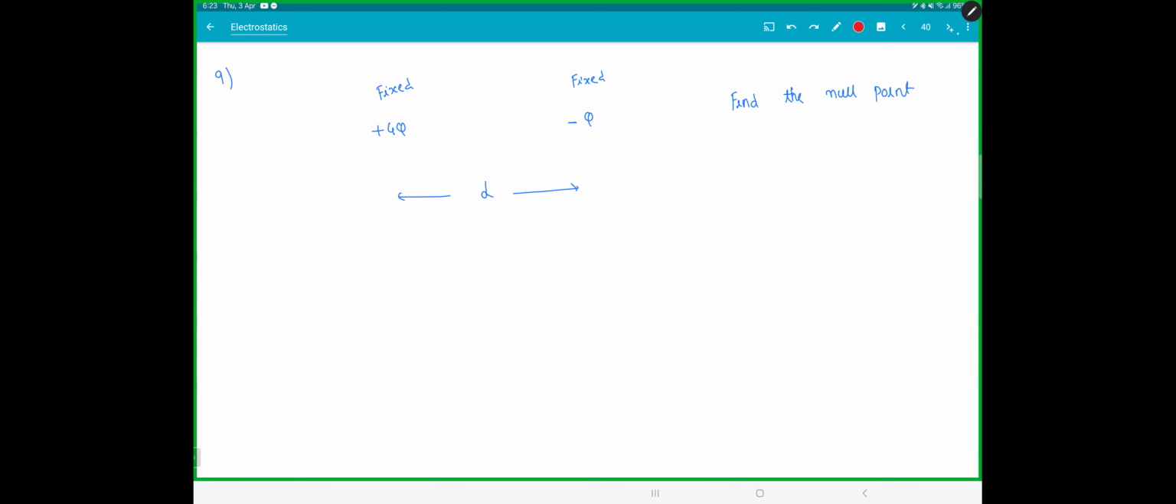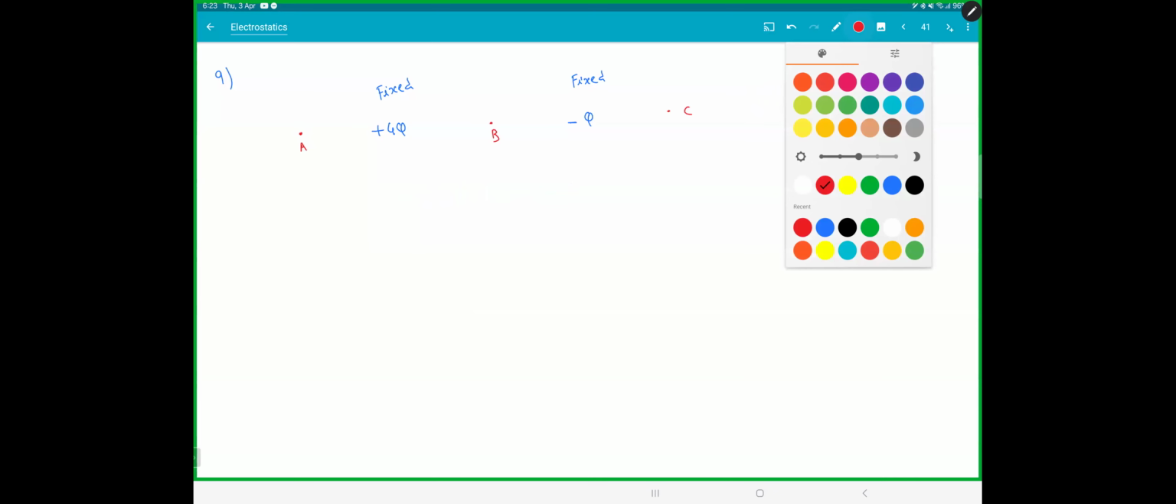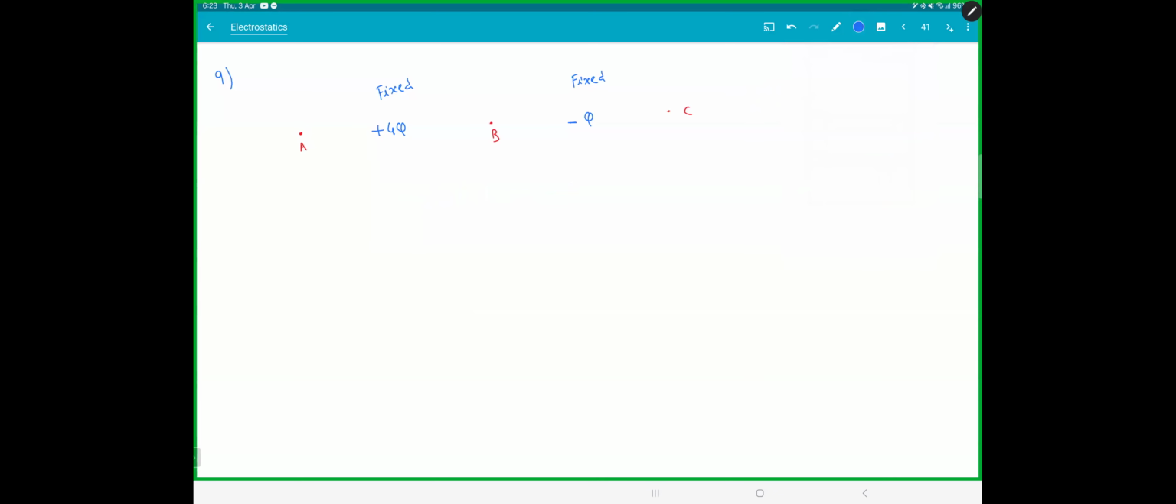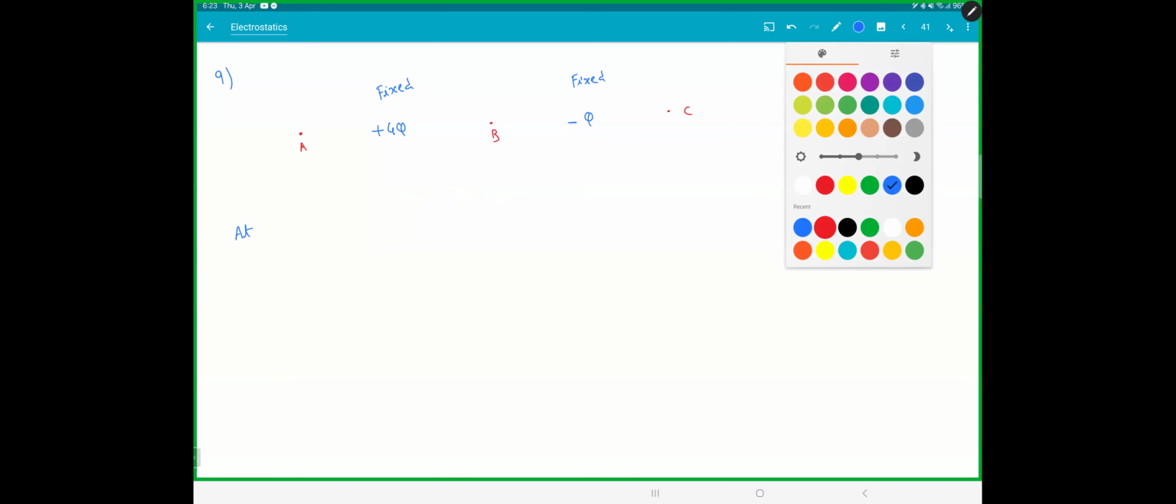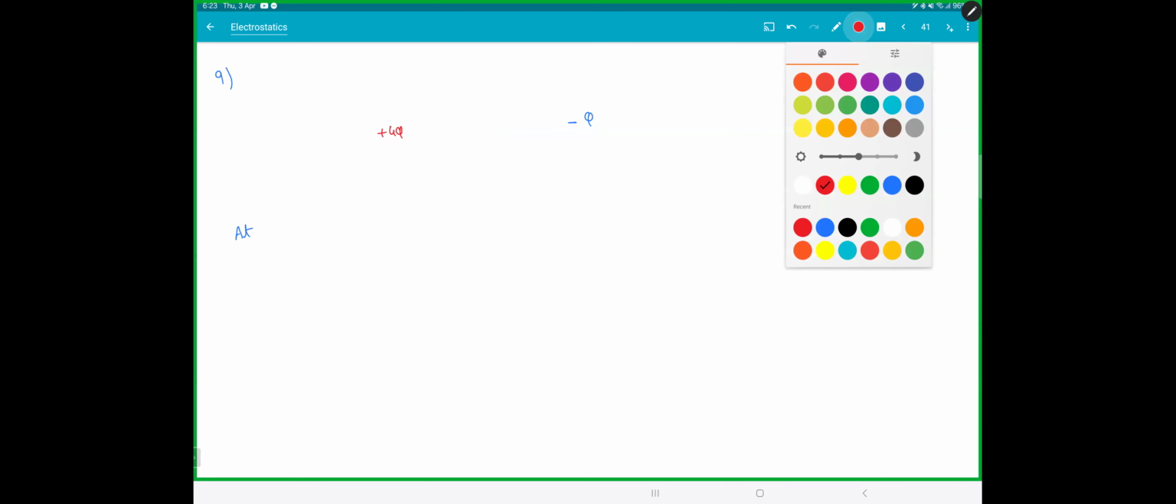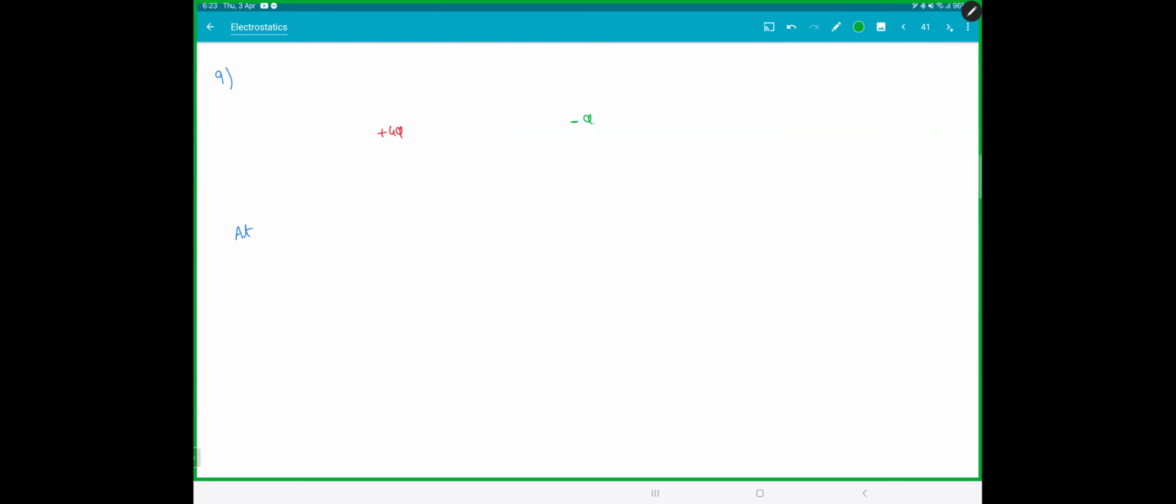So the thing is, you have to ask yourself. We have three options here. Let's say we have a point A here, a point B here, and a point C here. B cannot be the null point, because at point B the field adds up. Let me put some color here: I'll change this to plus, red color, and this to minus, green color. So we're talking about point A, point B, and point C.